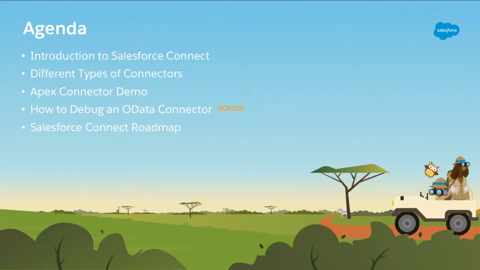All right, the agenda for today: I will introduce Salesforce Connect and give a brief overview. We'll talk about the 3 different kinds of connectors, and then we'll have a demo on how to write your own Apex connector. Then we have a little bonus session, so we'll switch contexts a little bit and start talking about OData connectors and how to debug them, because that is a pain point for many of our customers. And then we'll end with a roadmap.